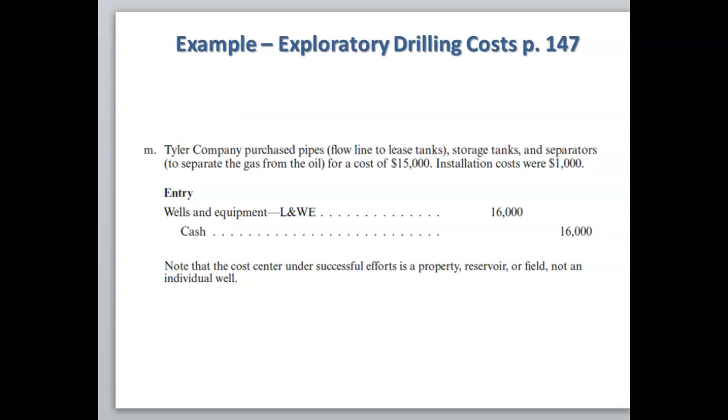Tyler Company purchased pipes, storage tanks, and separators for a cost of $15,000 with installation costs of $1,000. We're going to debit wells and equipment, lease and well equipment for $16,000.